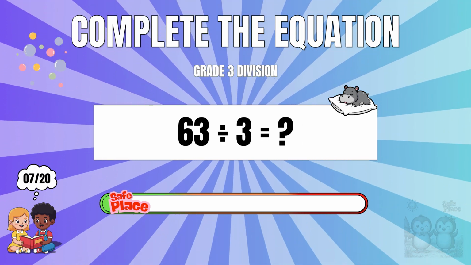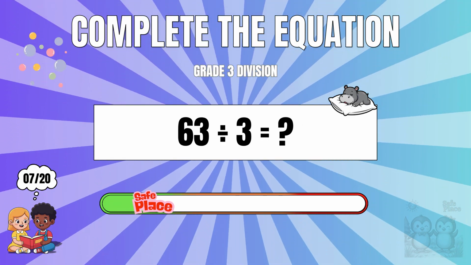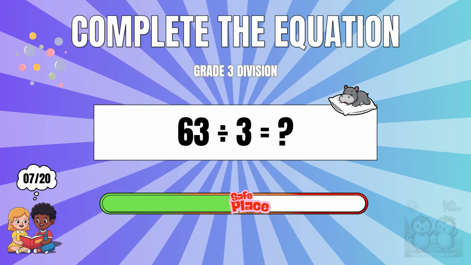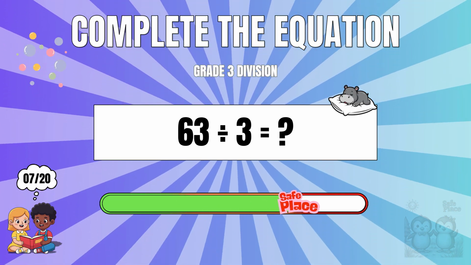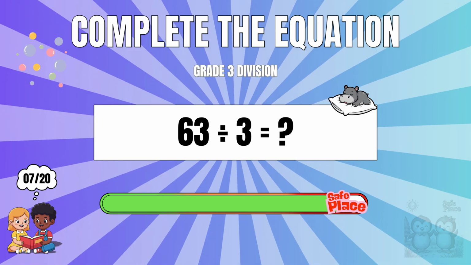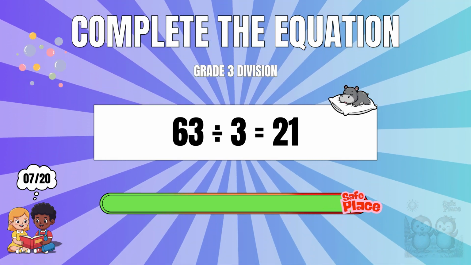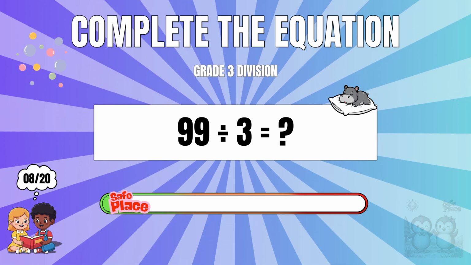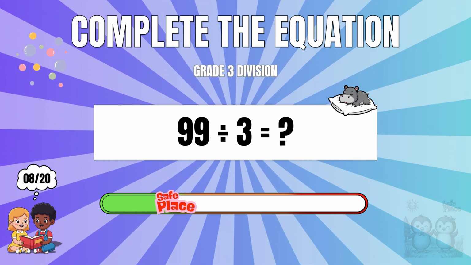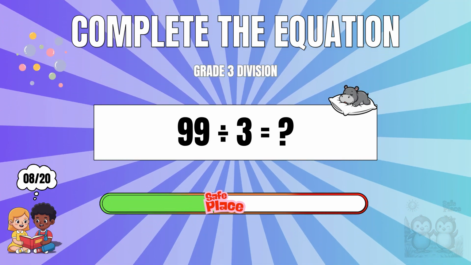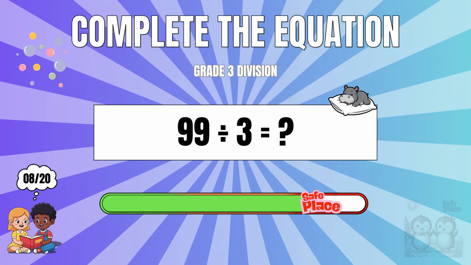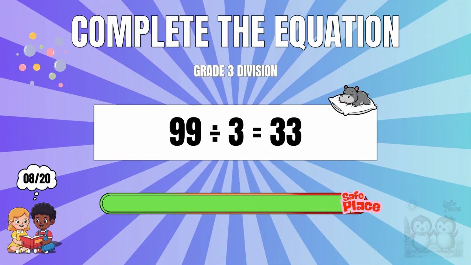What is 63 divided by 3? Three, 2, 1. The result is 21. Try this one. 99 divided by 3. Three, 2, 1. Nice work!